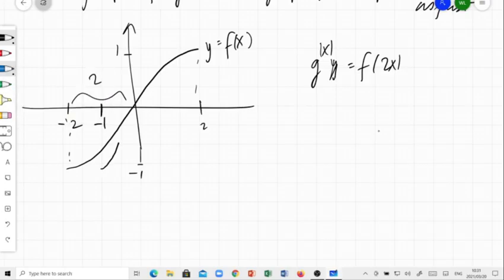Okay, let me see if this thing allows me to change pen color.